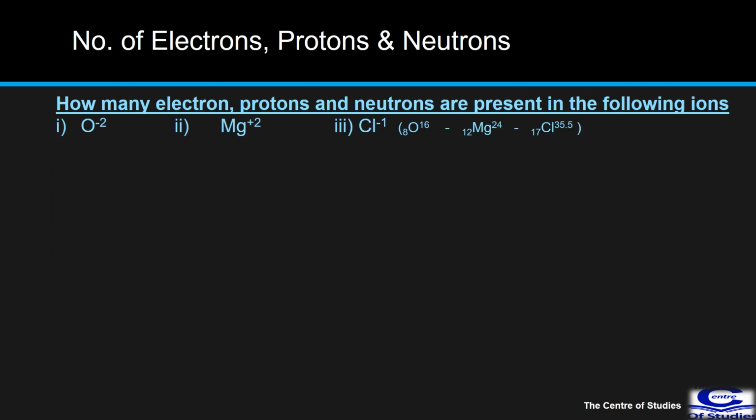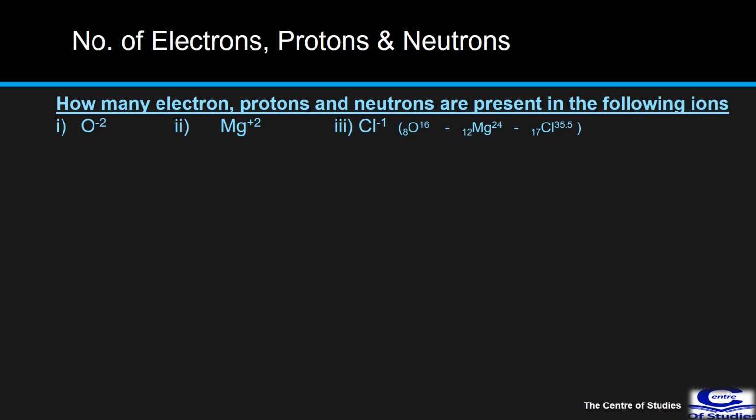How many electrons, protons and neutrons are present in the following ions? Here we are given some ions and we have to find out the number of electrons, protons and neutrons in them. When an atom gains electrons, it becomes an anion, and when it loses electrons, it becomes a cation. So here in this question, we are given 2 anions and a cation.